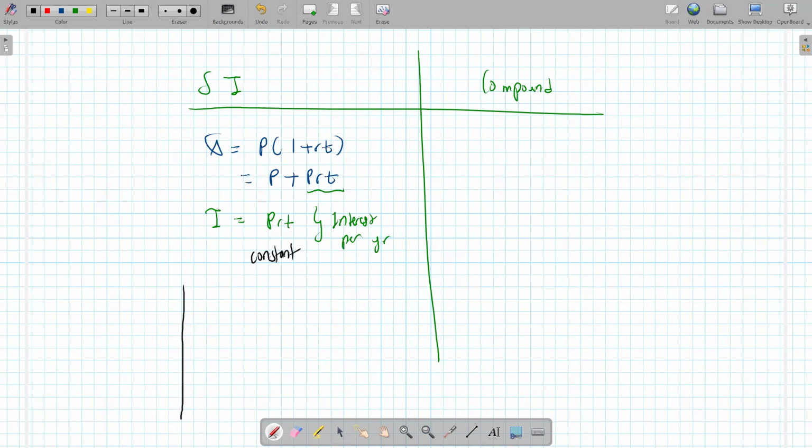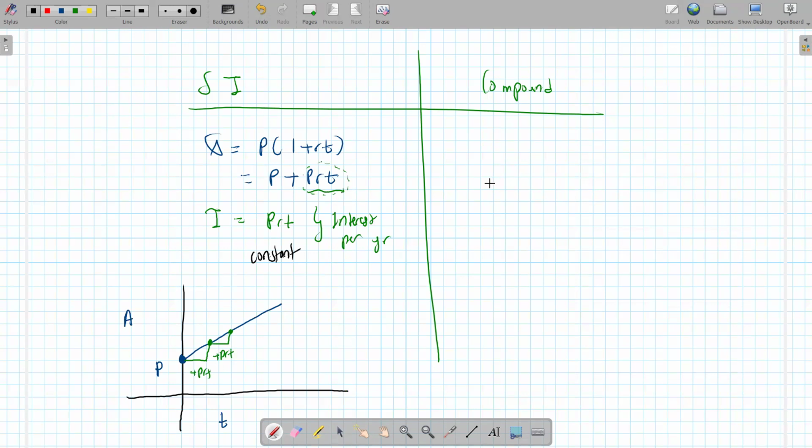You can model this using a linear equation where your principal is your y-intercept. On the x-axis, you have time. On the y-axis, you have your amount. Principal is your y-intercept. And then what are we adding to this? We're adding PRT. So that's going to be your slope. To go from here to here, you just add PRT. To go from here to here, you just add PRT. So it's a linear function.